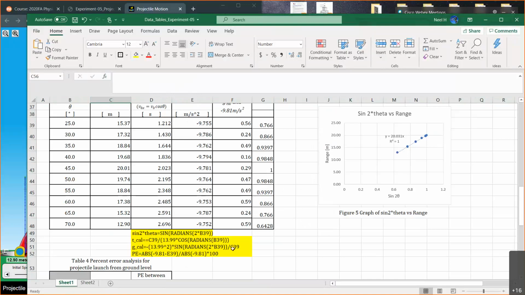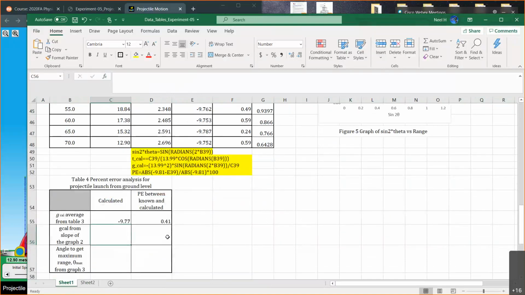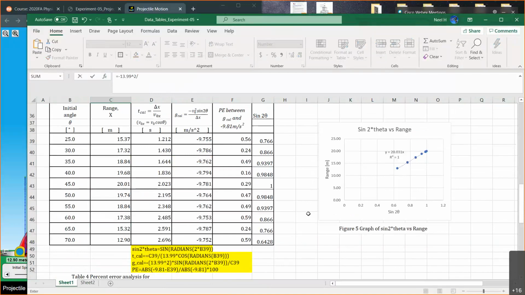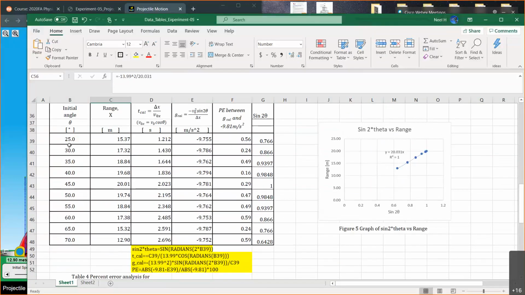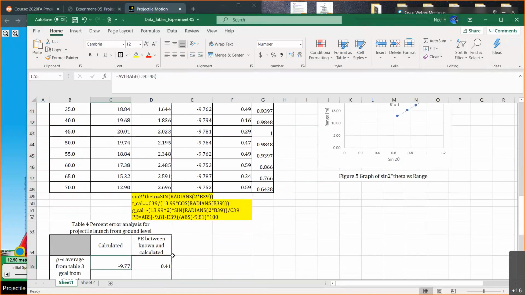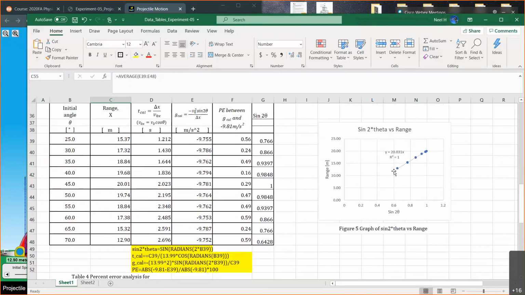Negative v0 squared divided by the g. So equal sign, minus v0 is 13.99 to the power 2, divided by the slope of the graph. 20.031. So I'm getting a perfect result, like I get the average here. That's what we're supposed to expect, because if you have many data points, and you calculate something and get the average of that, that same average is represented by the graph.